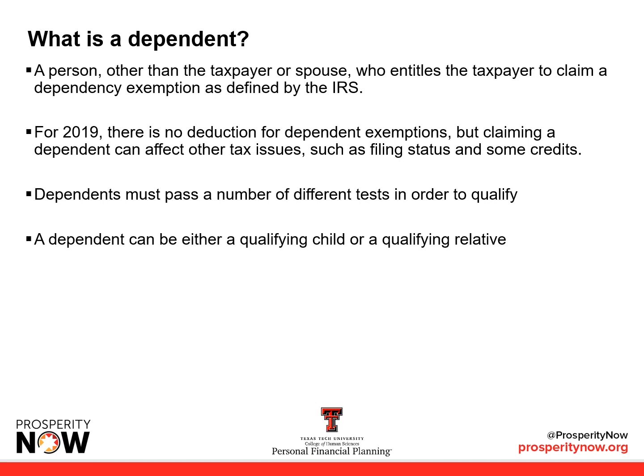For 2019, there is no deduction for dependent exemptions, but claiming a dependent can affect other tax issues, such as filing status and some credits. Dependents must pass a number of different tests in order to qualify. A dependent could be either a qualifying child or relative.